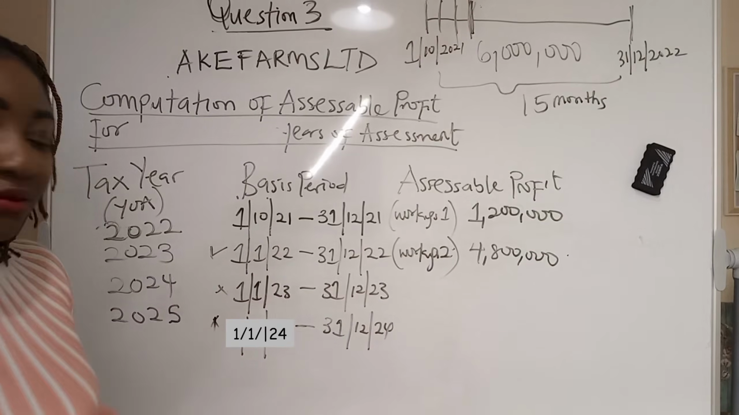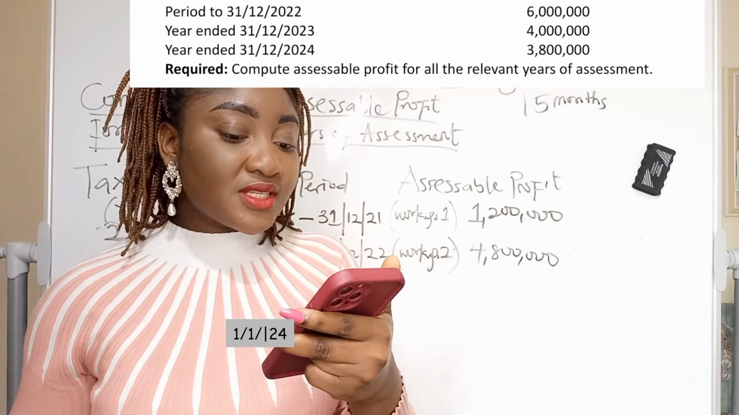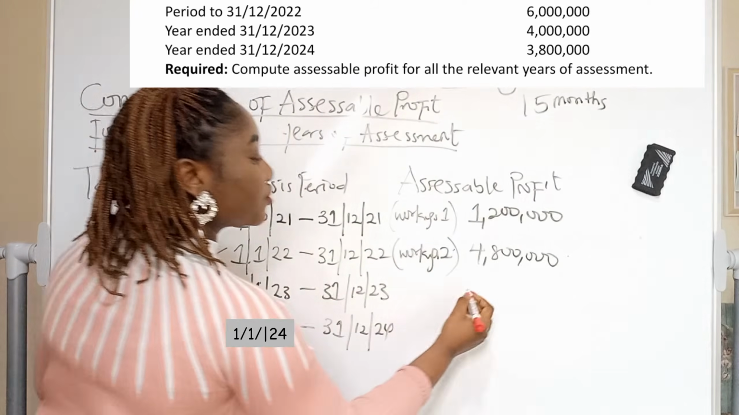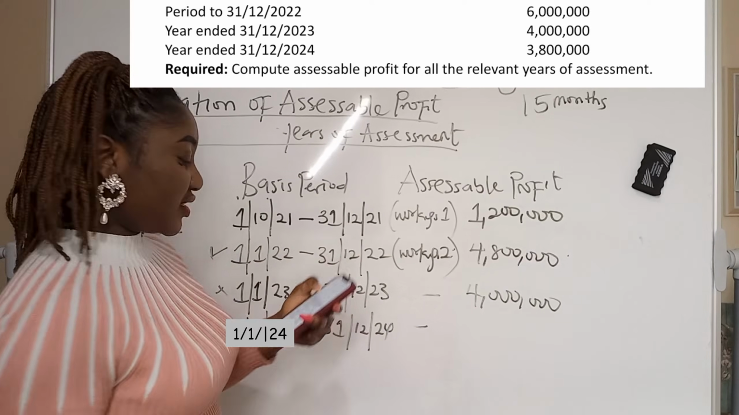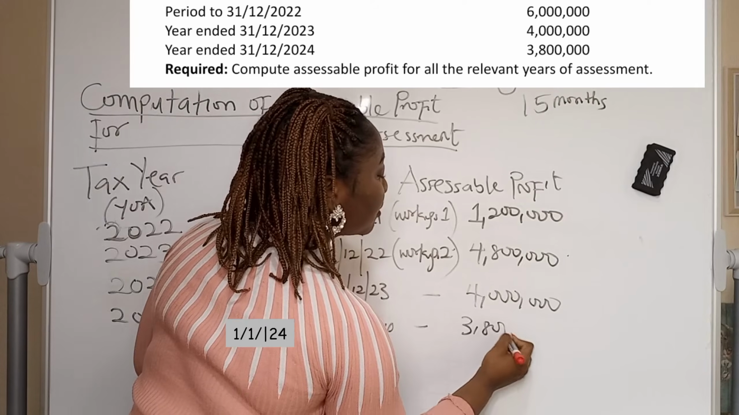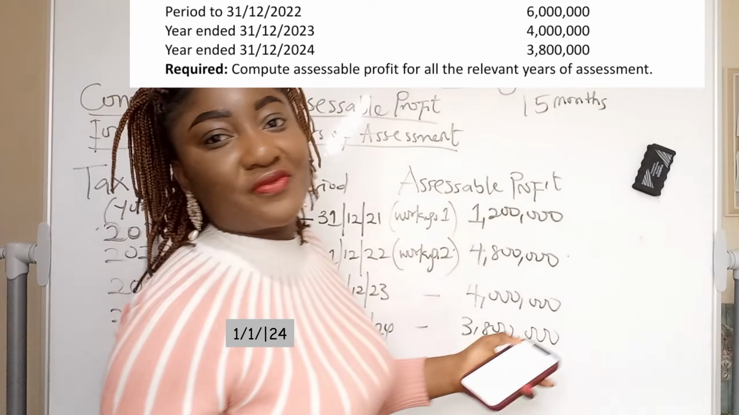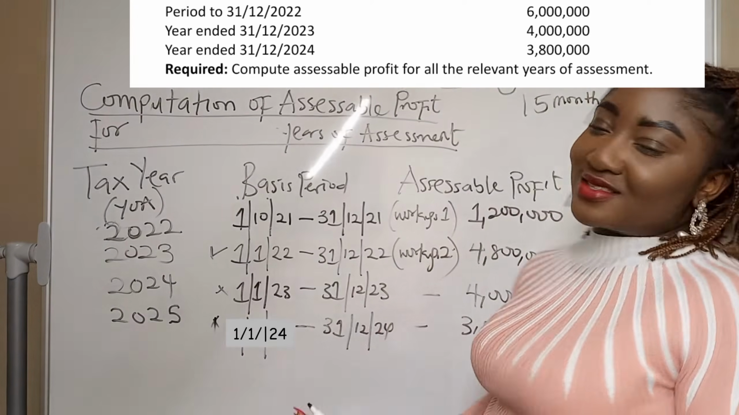Then this one now is so simple. There's nothing to calculate because it's there in the question. Year ended 31st December 2023, 4 million. So you just dump it there, 4 million. There's no workings in the next one. Year ended 31st March 2024, 3,800,000. Life is very easy when you have somebody to explain to you. So that is how it is.